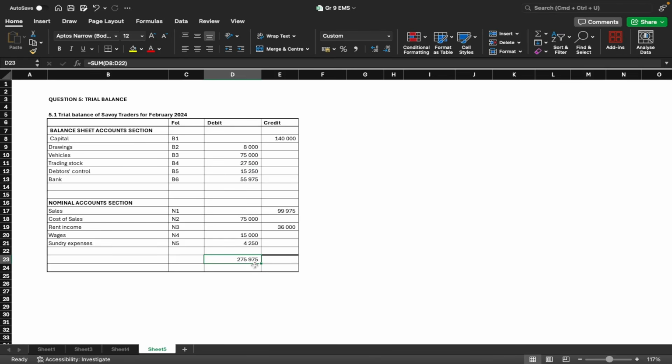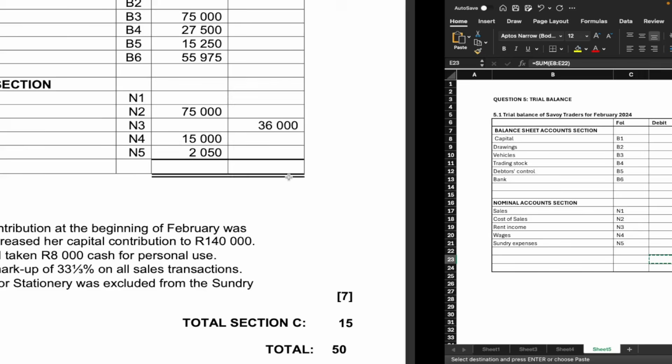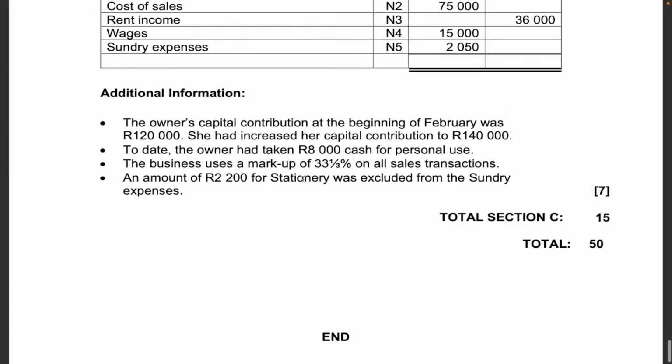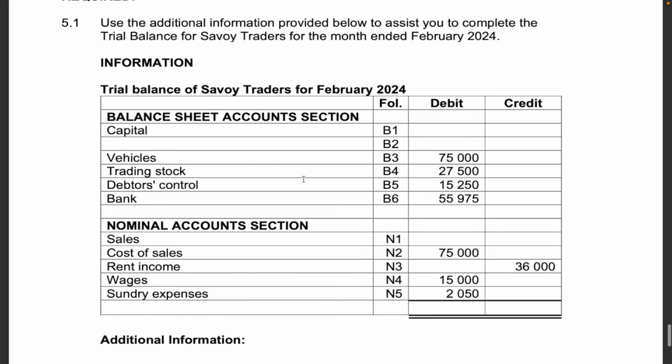It has to give us the same amount. If it doesn't, we have either done something wrong somewhere, or the information they gave us is incorrect somewhere, one of those two. But it's usually the student who would have gotten something wrong. So let's have a look here. You can see it gives us 275,975 Rand for the credit side as well once we sum it up, and that means we have done everything correctly as we should have. Okay, so if we go back up here, you can see that's it. That's all we had for question 5, doing the trial balance.